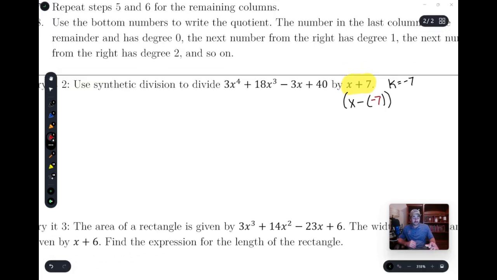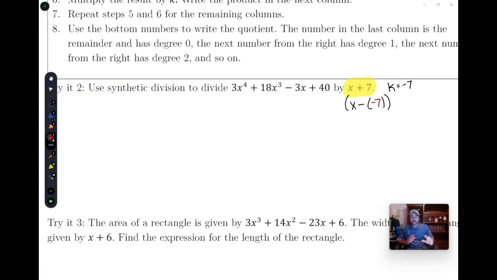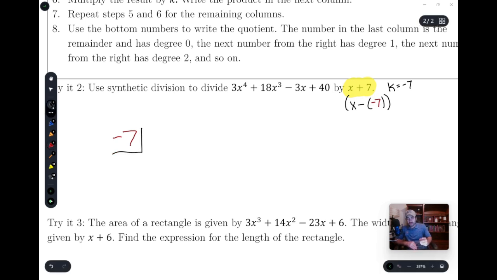All right, so here's how we set up synthetic division. It looks a little different, but I promise it makes it way easier. So here we go. We're going to put our -7 in the same place. We're not putting the x there. We're just putting -7 there. We're putting that k value there. We're going to draw this little backwards L thing, which is just the way everyone's done it forever. And then we're going to write out our terms.